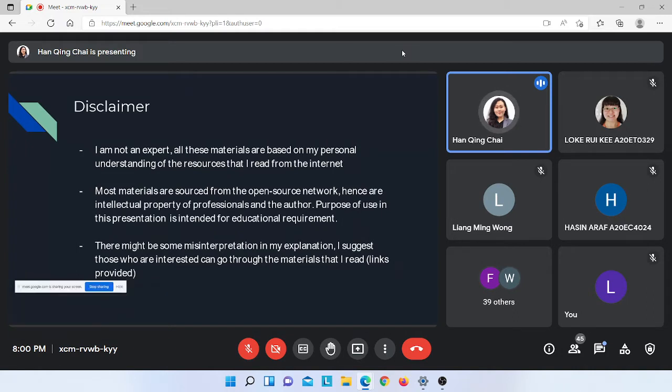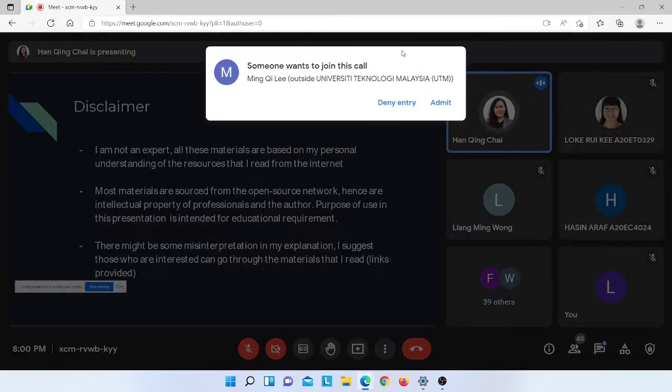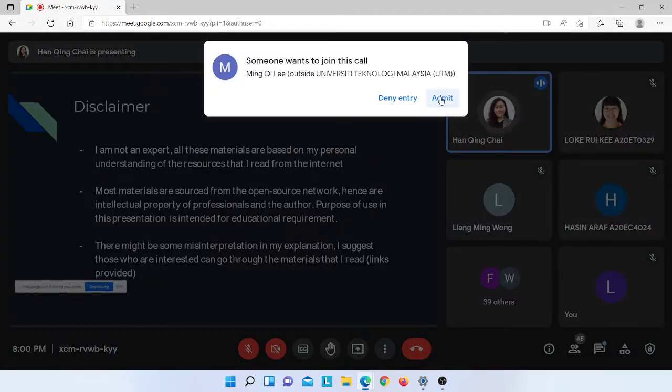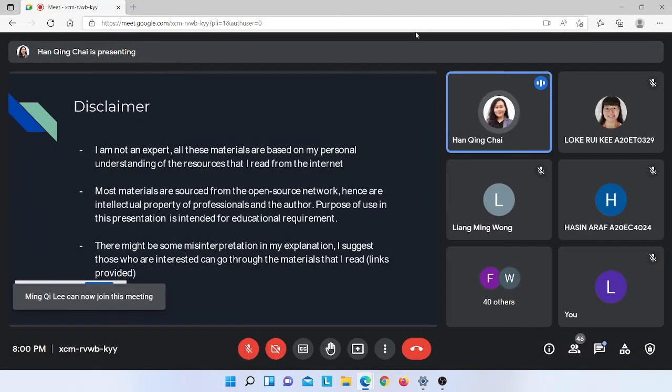We know that most of these materials are sourced from the open source network and are intellectual properties of professionals and the authors. The purpose of this is just for educational purposes. Another thing is, if there's any misinterpretation in my explanation, I suggest those who are interested go through the materials themselves online, and all the links are going to be provided.